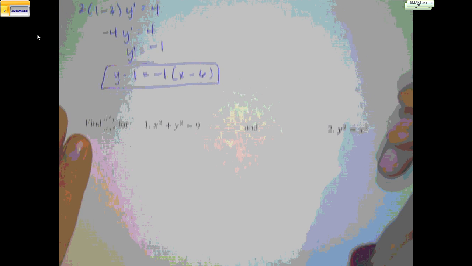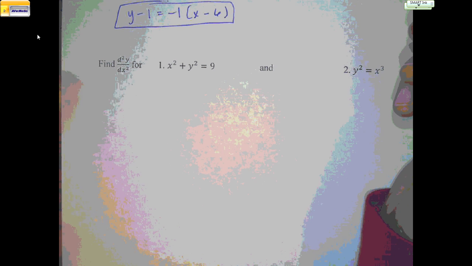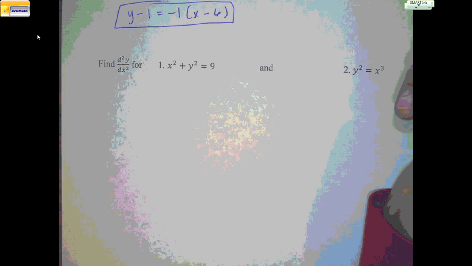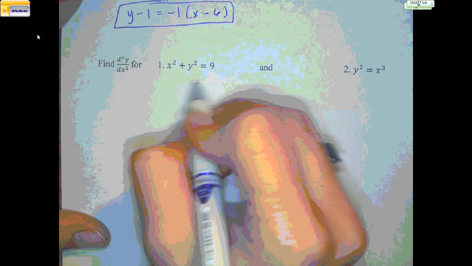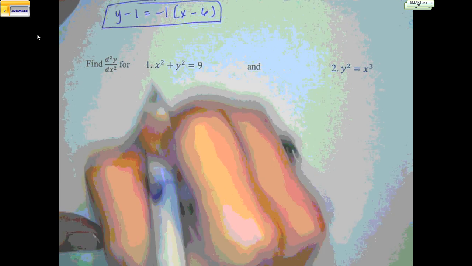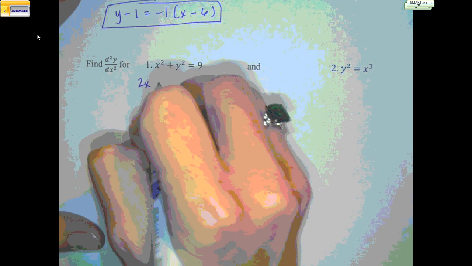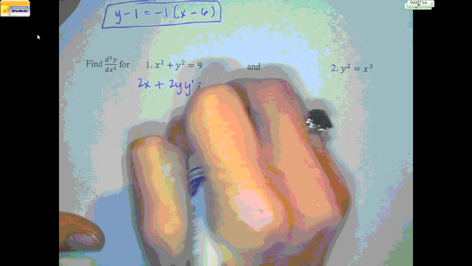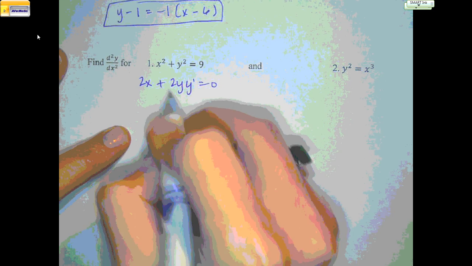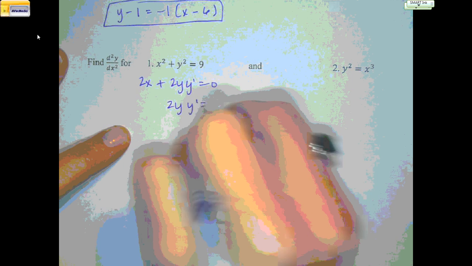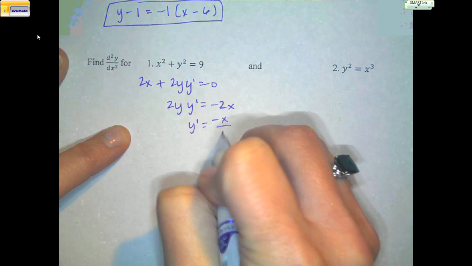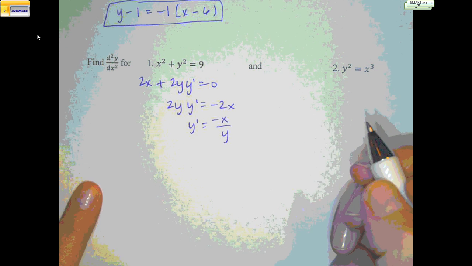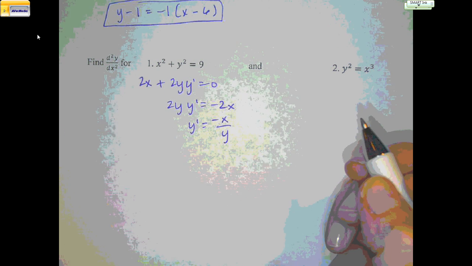All right, let's scooch down. What's it asking you to find? Second derivative. That's what this whole little thing means right here. So we have to find the first derivative. Yesterday we did this one together in our notes, so I'm going to go kind of fast on the first derivative. It's going to be 2x plus 2y y prime equals 0. I want the y prime by itself. So we subtract 2x from both sides, divide both sides by 2y, and we get -x over y for y prime. We did that yesterday. That's how you find the first derivative.